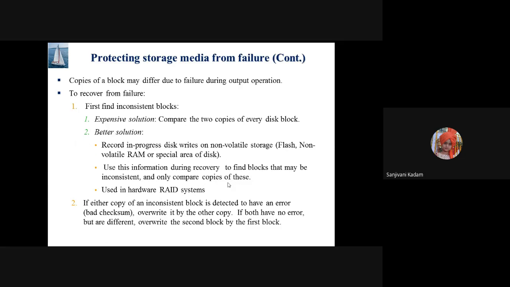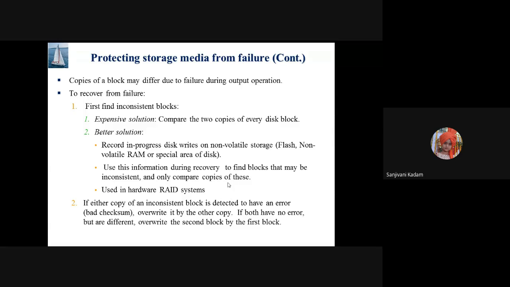Second, protecting storage media from failure. It means how we can protect. Copies of a block may differ due to failure during an output operation. Yes, in the previous case we have seen that during the write operation, the copies may differ. So whenever a failure is there, in order to recover from failure, we can carry out these steps.